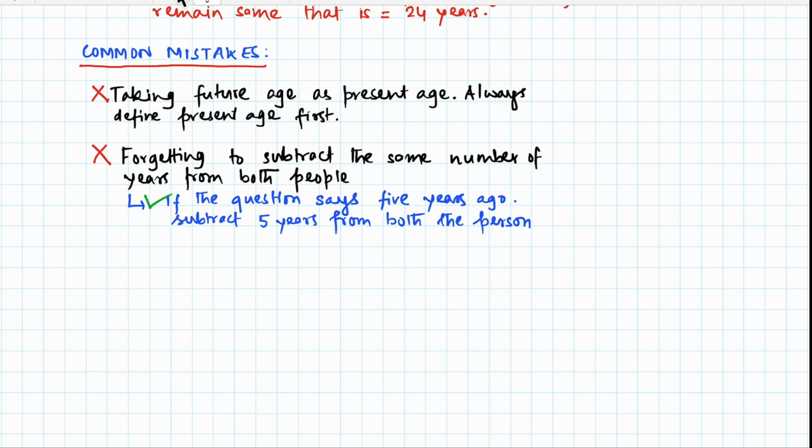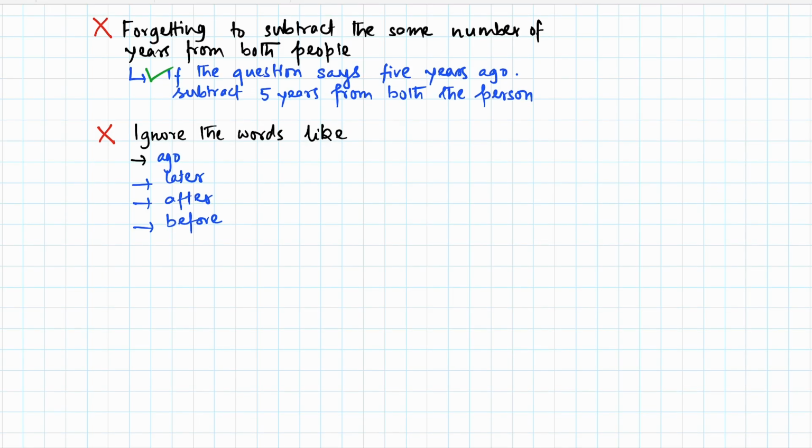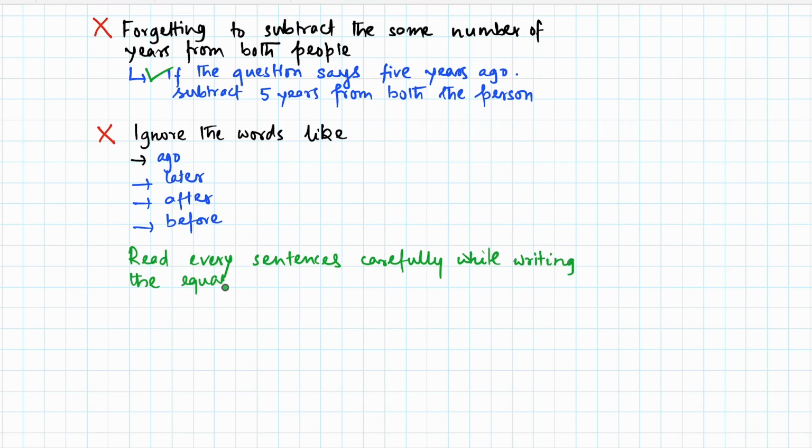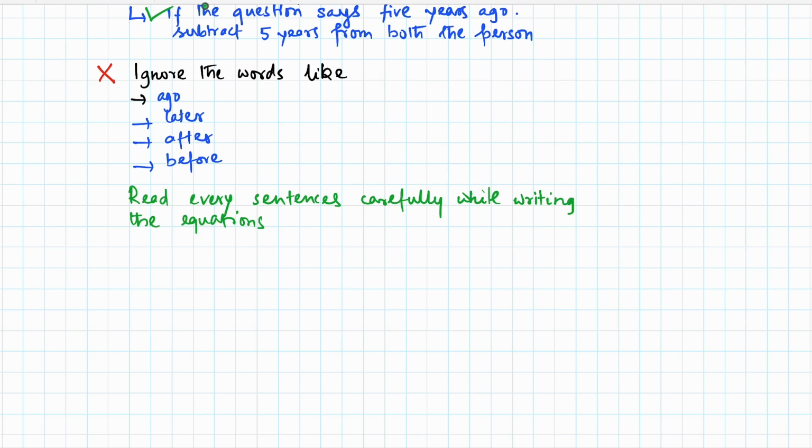So that is correct. Now, ignoring a few words. A lot of mistakes happen here also. We ignore ago, later, after, and before. These play a vital role from which you are able to frame the equation. You have to add or subtract the number of years that is given. Read every sentence or word of the sentence carefully while you are framing or writing the equations. So this is one very important thing that we should always keep in mind.